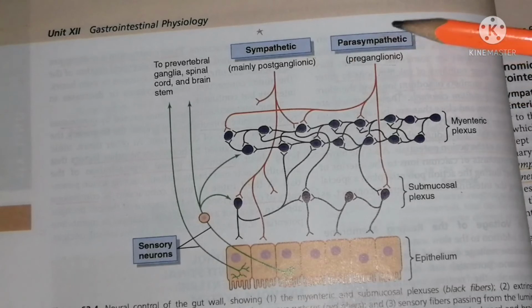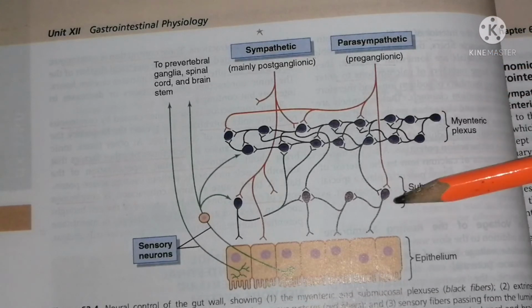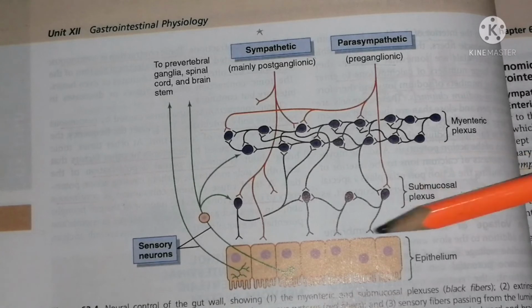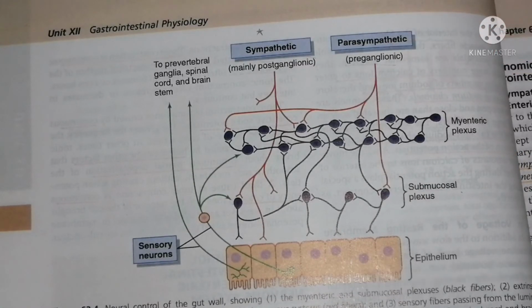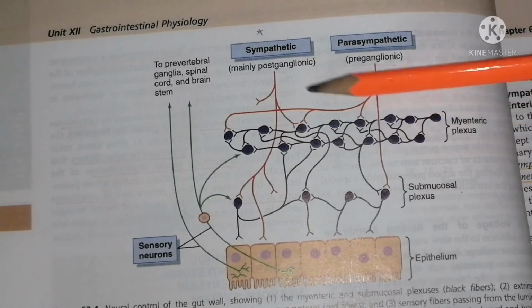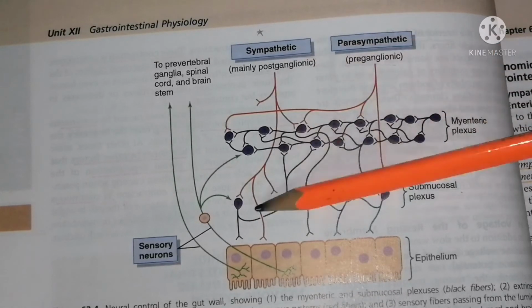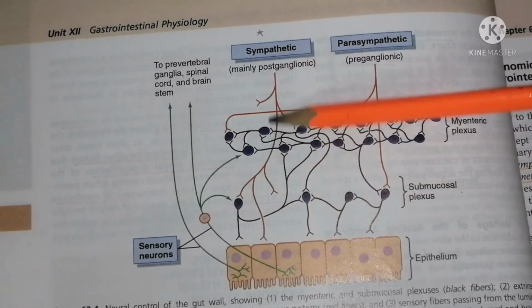Okay, so the autonomic nervous system can change the degree of activity of the enteric nervous system. So it receives preganglionic parasympathetic neurons because the postganglionic ones are present within the enteric nervous system, and it gets postganglionic sympathetic fibers from the prevertebral ganglia.